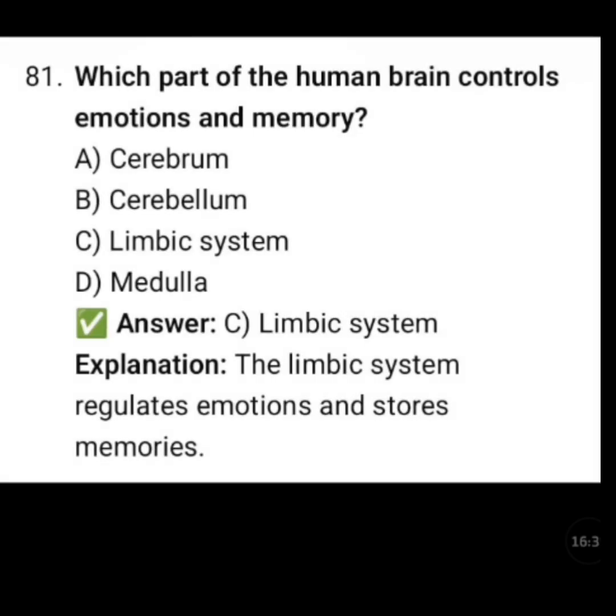Which part of the human brain controls emotions and memories? Cerebrum, cerebellum, limbic system, medulla. The correct answer is option C, limbic system. The limbic system regulates emotion and stores memories.